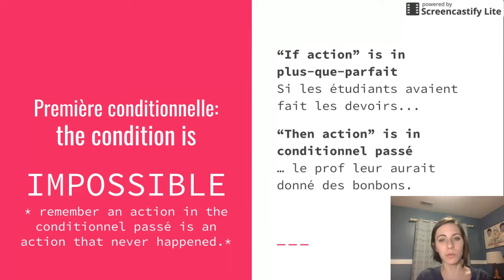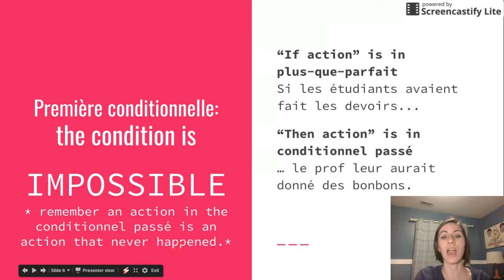So this is impossible because it's actually in the past tense. If you remember with the conditionnel passé, any action in the conditionnel passé is an action that never ever happened. Right? So if they had done their homework, which they didn't, it's impossible because they didn't do it, then the teacher would have given them candies, but they didn't do it. And so remember, an action in the conditionnel passé is an action that never happened, and that's why this is an impossible C clause.